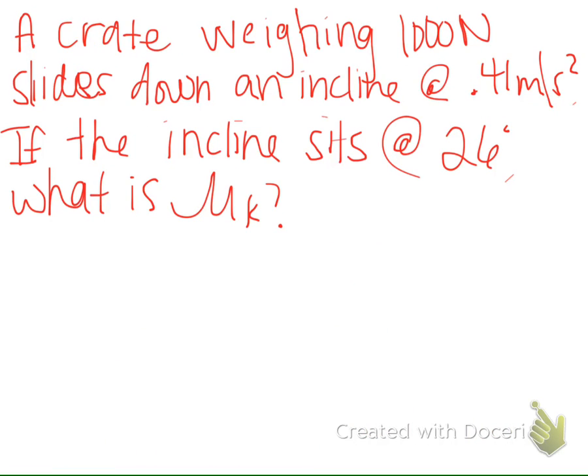Okay, so this one you can do on your own. It says a crate weighs 1,000 newtons, slides down an incline at 0.41 meters per second squared. If the incline sits at 26 degrees, what is mu k? So you're solving for the coefficient. I think I gave you everything that you need to go ahead and do it by yourself. Okay, so everyone, what did you get for your mu k? 0.44. For both rounds. Good, good. All right, good.